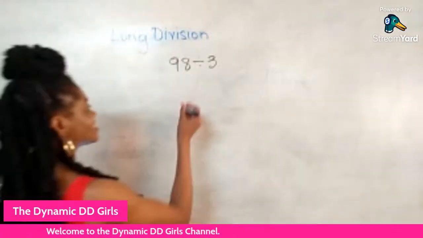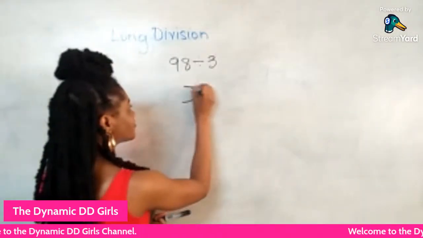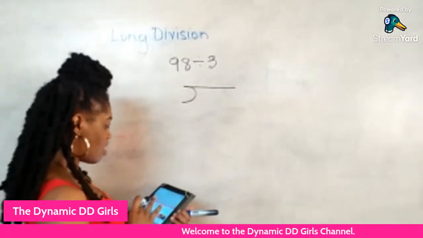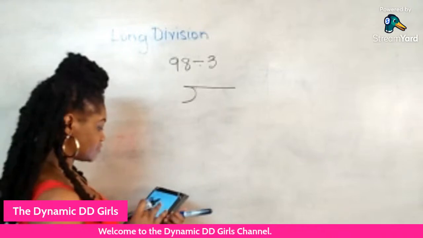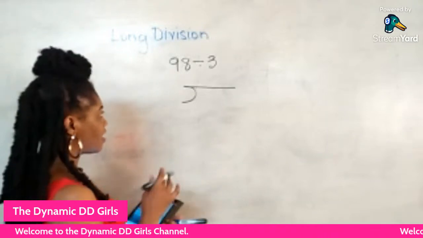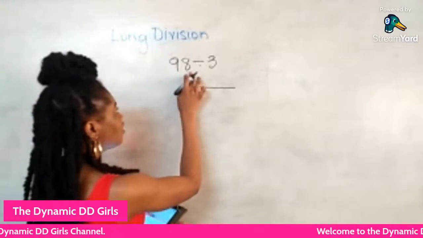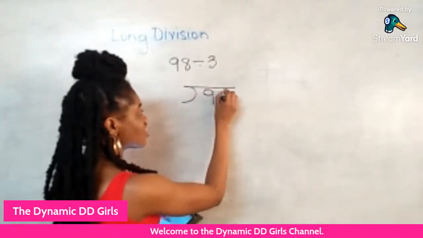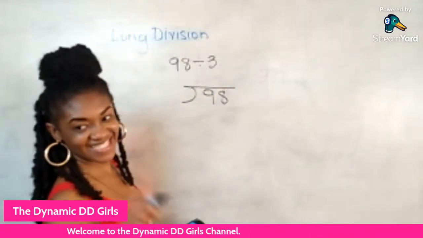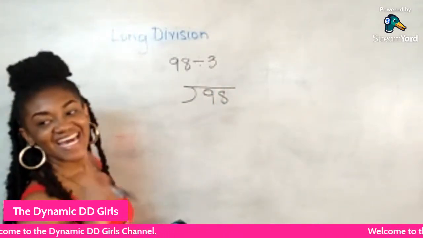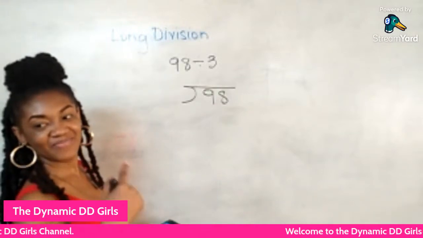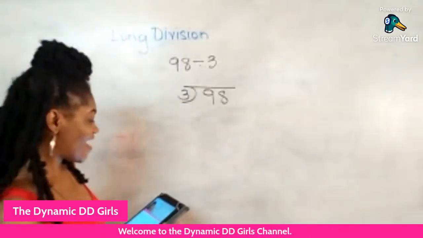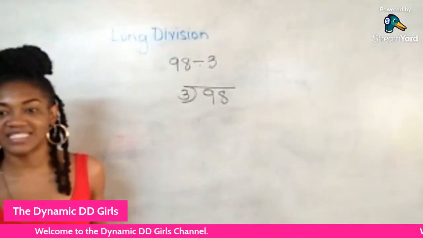So look at what I'm doing now. I'm going to set it up. That's the first thing you have to do. You have to set the problem out. All right, and this is how you set the problem out. 98 is known as your dividend. And of course, 3 is known as your divisor. Very good. All right, so that is how you set it out.